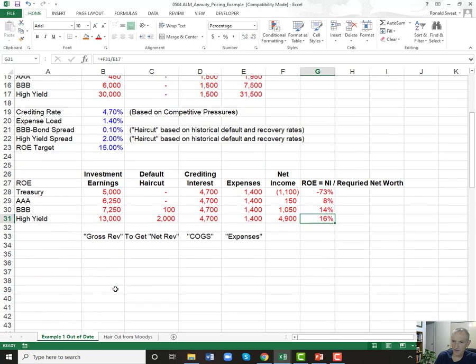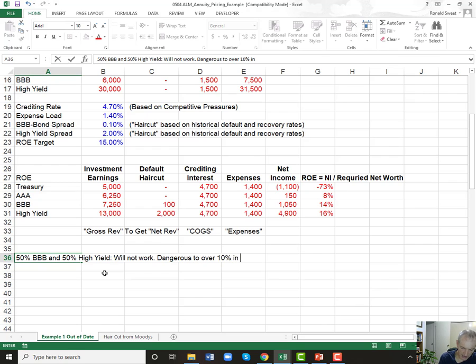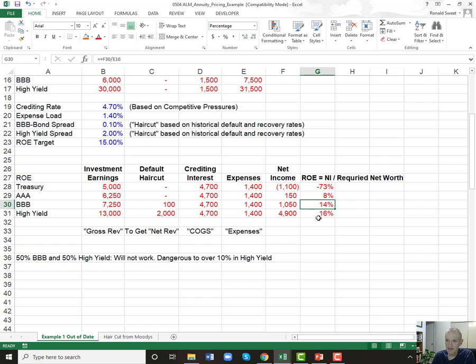Now, so what do you do here? Do you say 50% triple B and 50% high yield? That will not work. You get in trouble. It's very dangerous to go over 10% in high yield. Just way too dangerous. So very few life insurance companies will do more than 10%. So you're not going to meet your 15% target. You just can't get there.